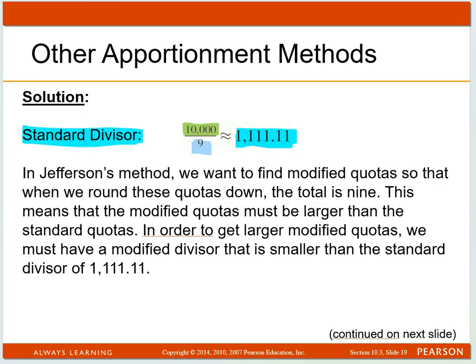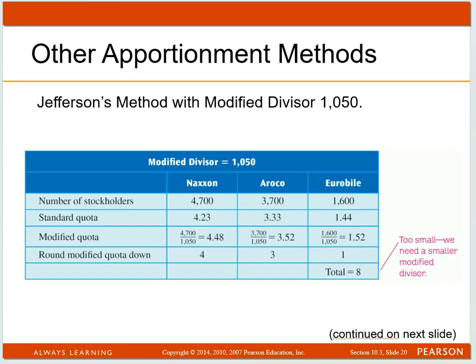1,111.11. Now I think what they show you on the next slide is, and here's one of these annoying things that bothers me. It's like did 2 people put together these PowerPoints? Because normally they would put Naxon, Erico, and Eurobile vertically, and now they're putting them horizontally. It's like, come on, people, be consistent, would ya? I don't know, maybe they're just messing with you.